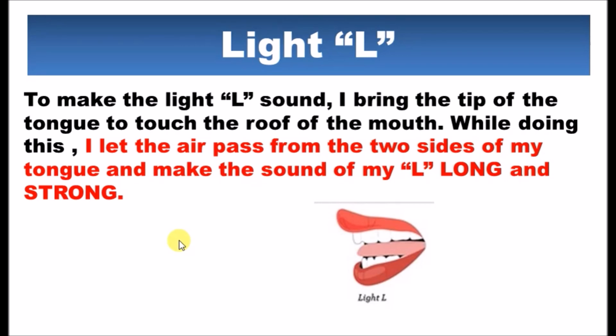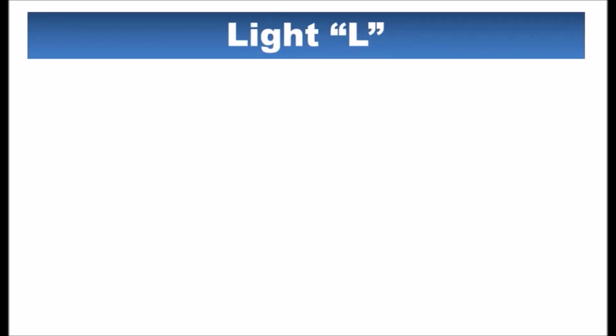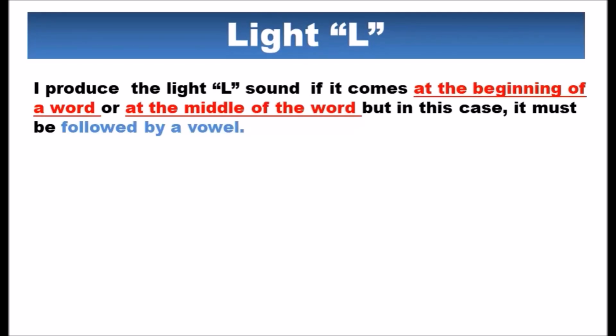So I'm going to say L. L, L, so long and strong. Right now I need to know where I produce the light L. I produce the light L sound if it comes at the beginning of a word or in the middle of the word, but in this case, it must be followed by a vowel. Of course, we need some examples to make the idea clear.